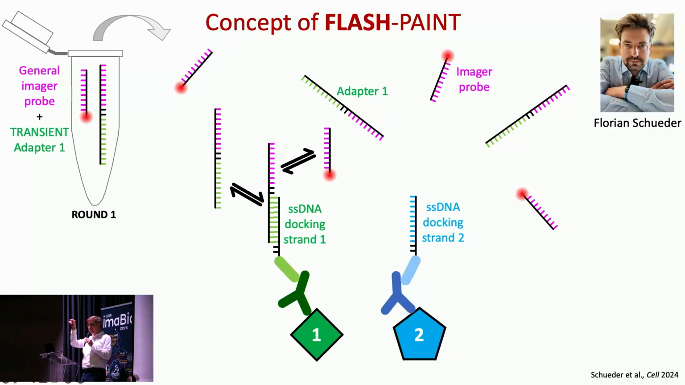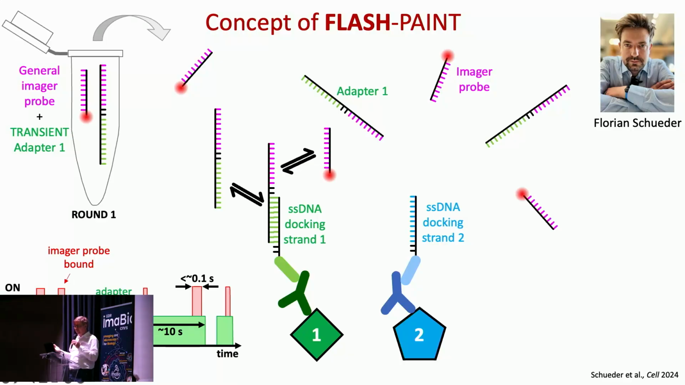So both of these interactions are transient, and this seems like a big disadvantage because now you need two things to coincide to get a single blinking event. But the good thing is you can tune this to essentially not be a problem. The transient adapters bind for tens of seconds, 10 to 100 seconds, and can be used at very high concentration because they are not fluorescent by themselves.